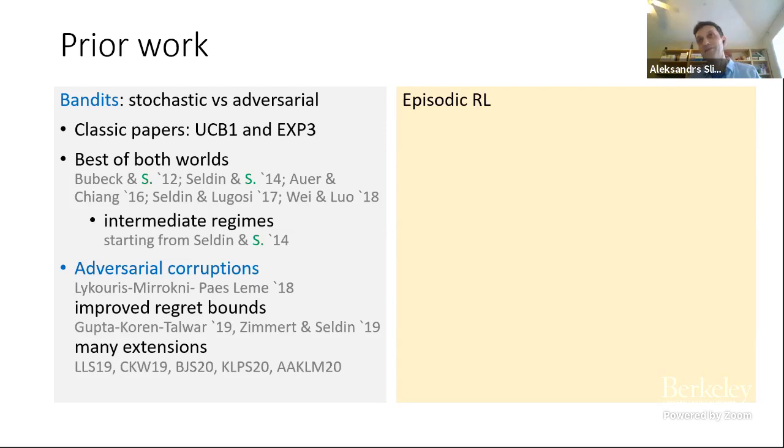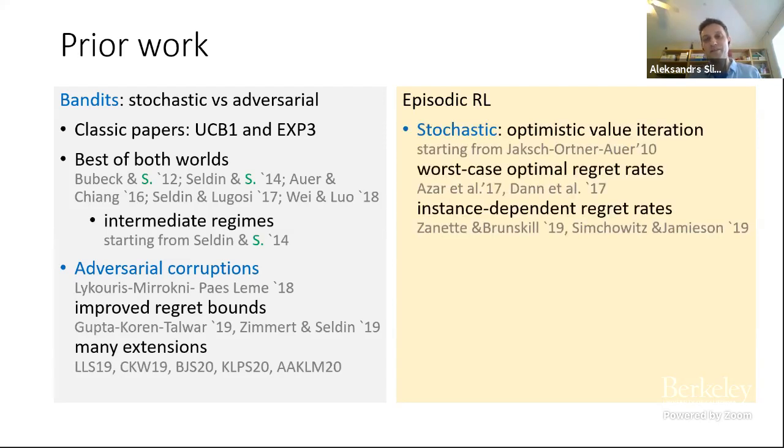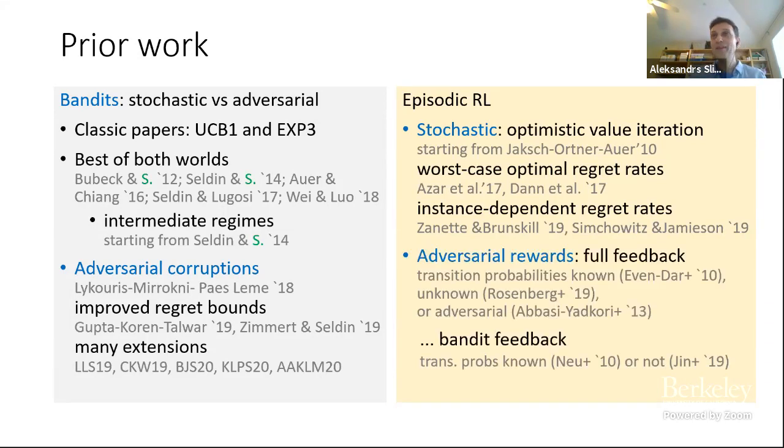Okay, the story in episodic RL is a little different. There has been a lot of activity on the stochastic version over the past decade, and I cannot possibly cite all of it. In particular, we now have worst case optimal regret rates, and we have instance dependent regret rates. And there's been an active line of work on adversarial rewards. But the adversarial version is far from being well understood. There is a lot more to be done there.